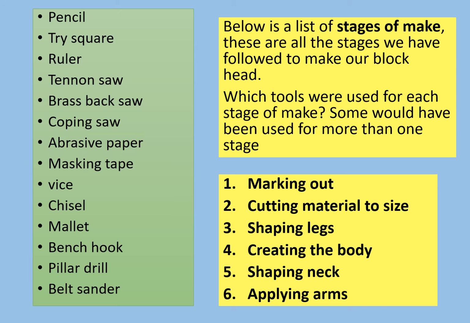Now, to do this, you might want to color code your tools. So, for example, you might want to write out the stages of make 1 to 6, and then you might want to color code them. So you might want to make marking out red in color. And then as you go through your own list, and if you're missing some of these, by all means, please write them down. And then you can underline or highlight which tools you think were used for that stage of make.